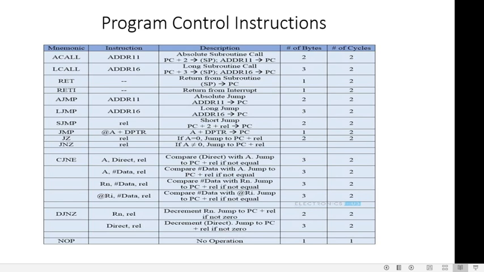Then we have the CJNE and DJNZ instructions. What is CJNE? Compare with A, then jump to PC plus relative address if not equal. That means CJNE stands for compare, jump if not equal. It compares the content of A with direct, and then jumps to the PC plus relative address if not equal.